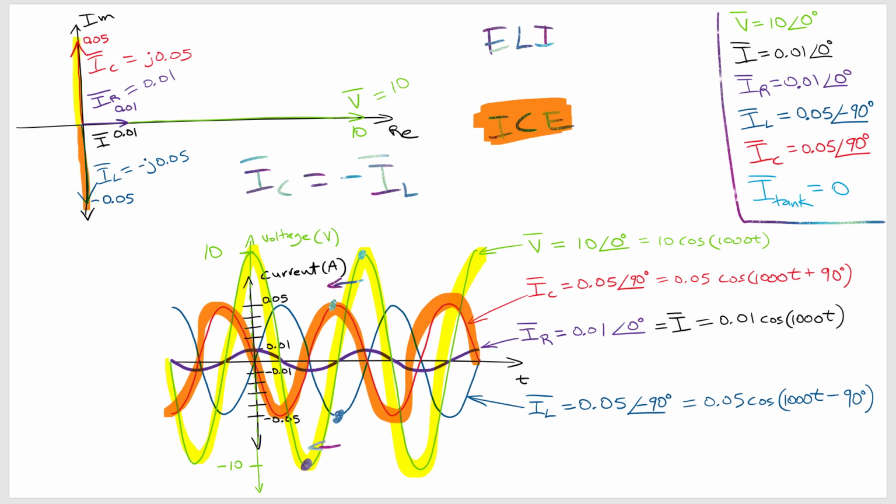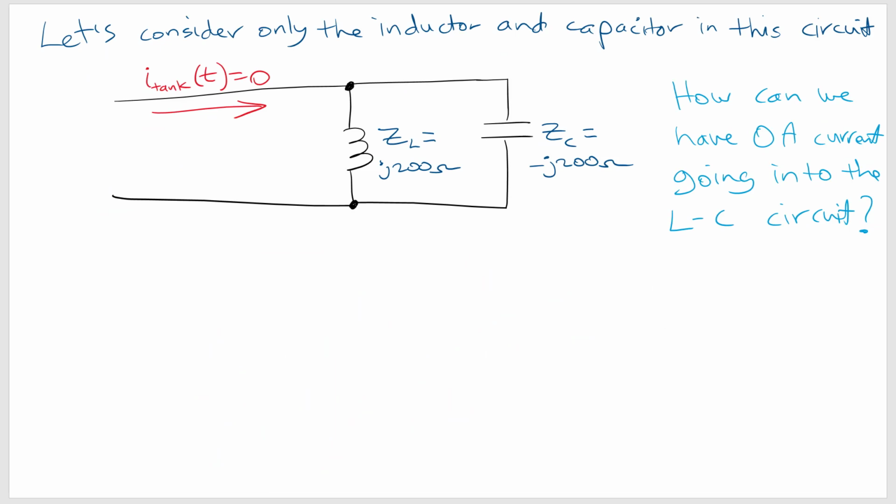Okay, so now let's take a look at what's happening with the tank circuit. How can we have zero current going into this part of the circuit? Shouldn't there be some current flowing? Well, let's do an analysis. Let's find the equivalent impedance of this tank circuit. And how do we do that?